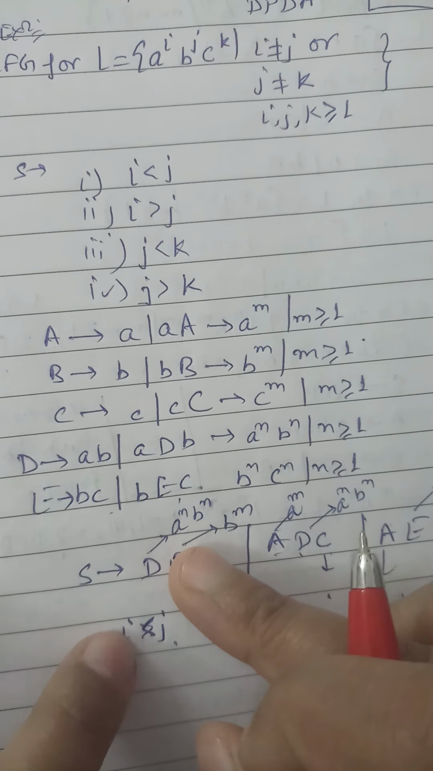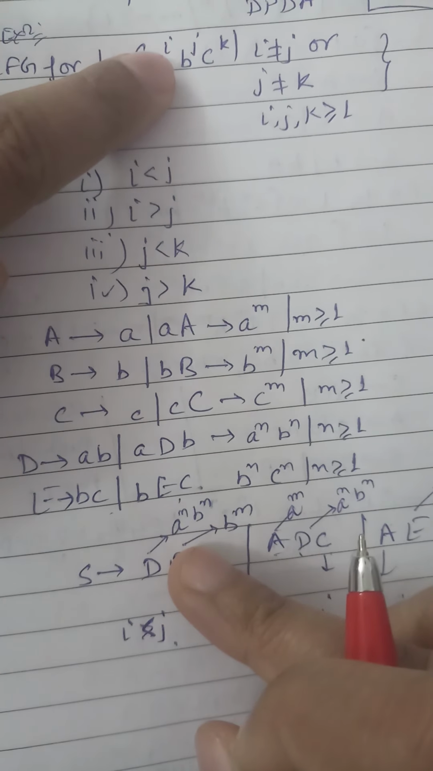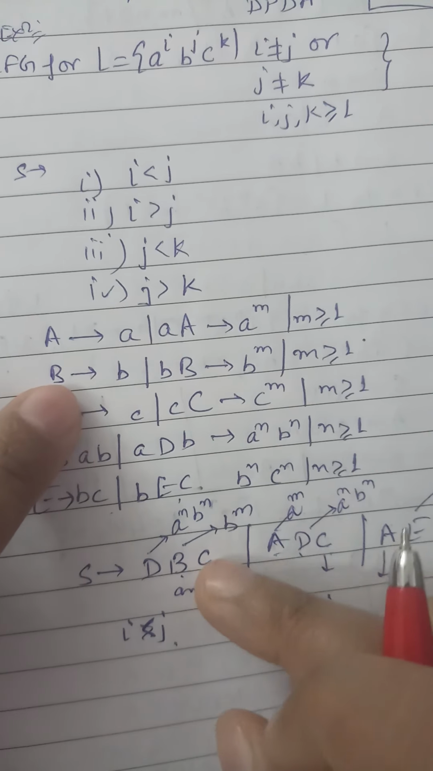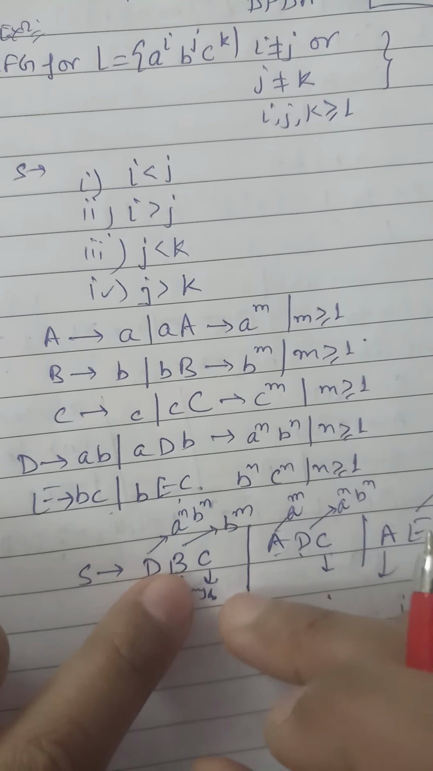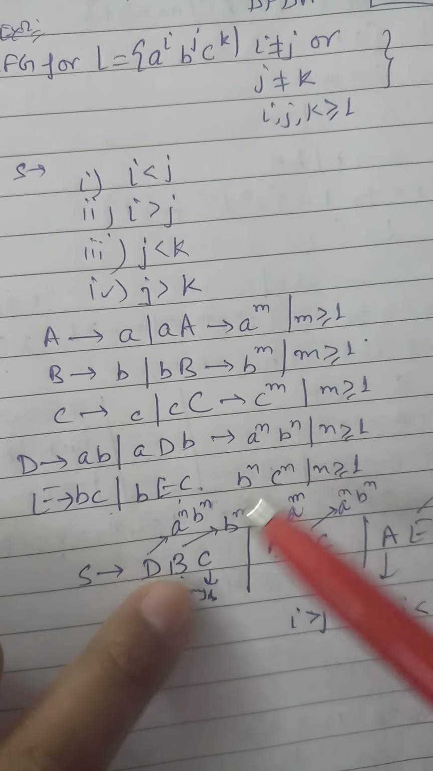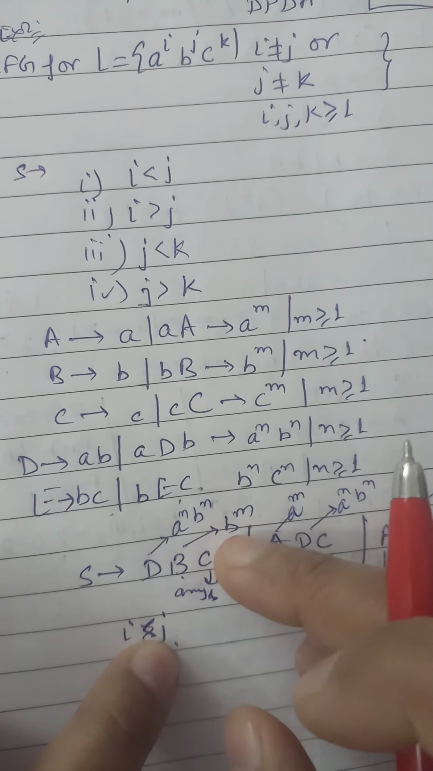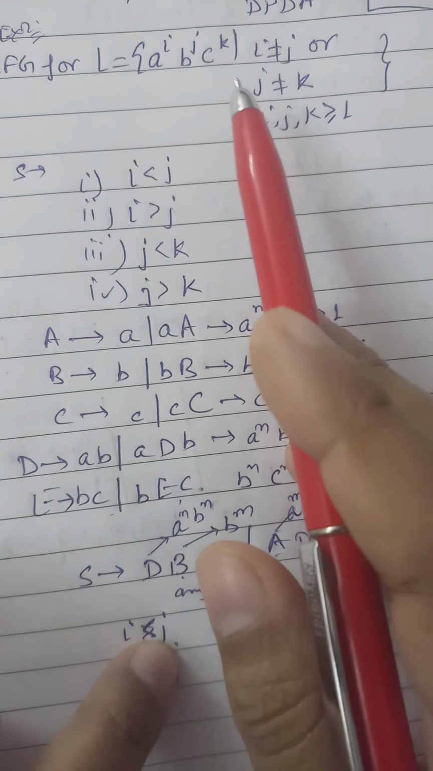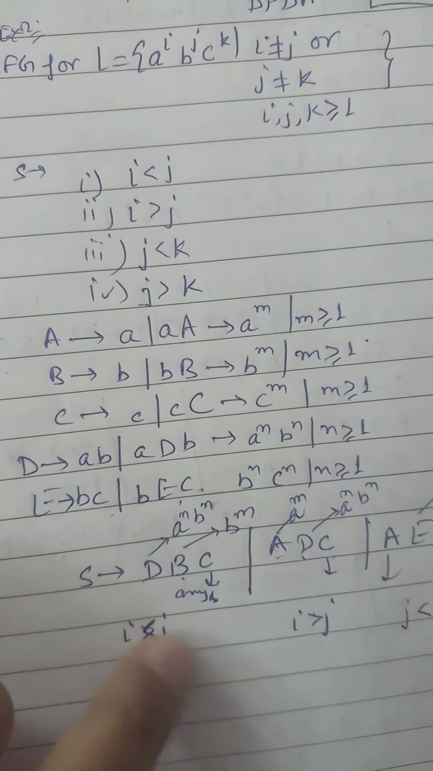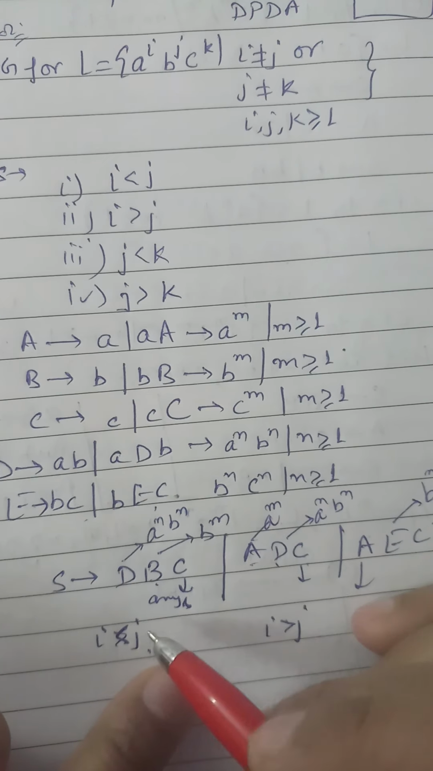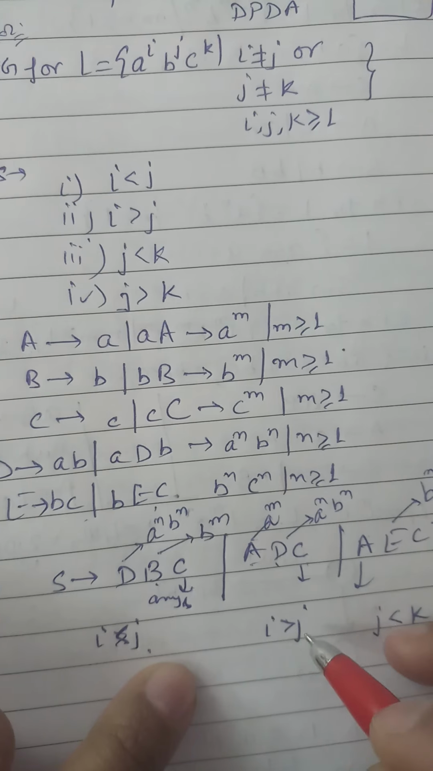And what next? Because i is less than or equal to j, definitely b will be greater than this. So we will write next B here, and C. C can be anything, because here we are only talking about i less than or equal to j. We are not talking about anything else, so we are not talking about k. So C can be anything. So now move to the next. The next condition is when i is greater than or equal to j.